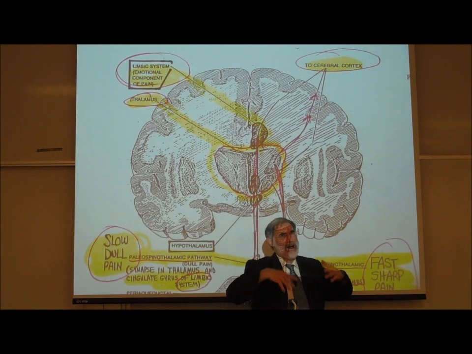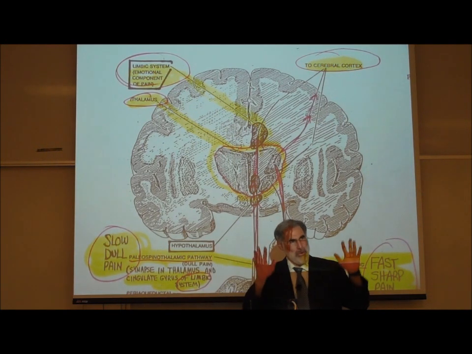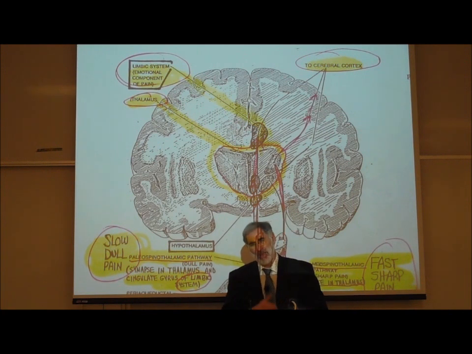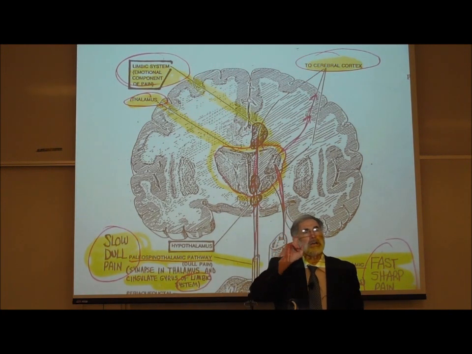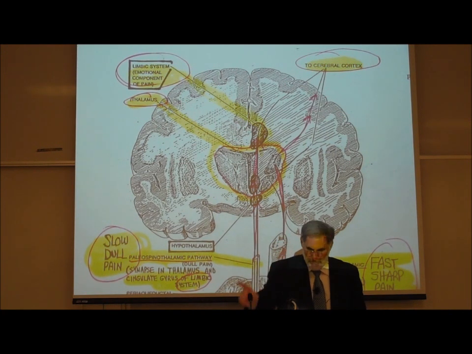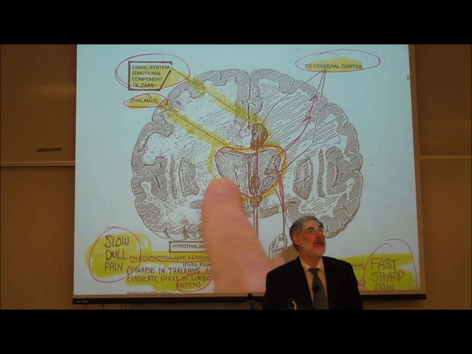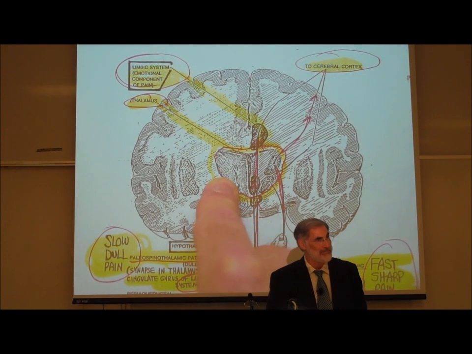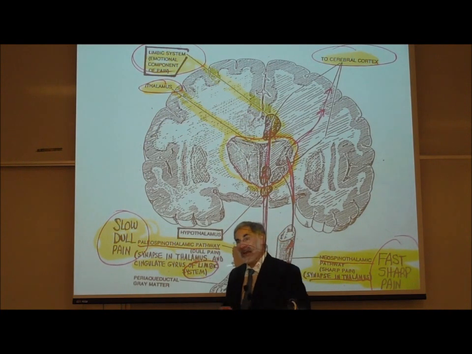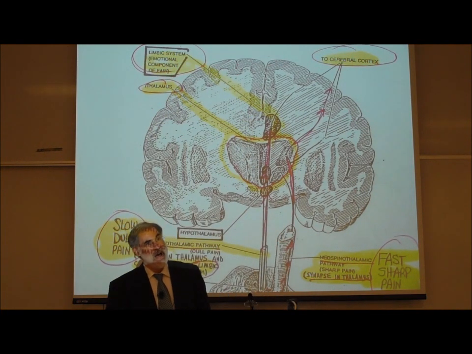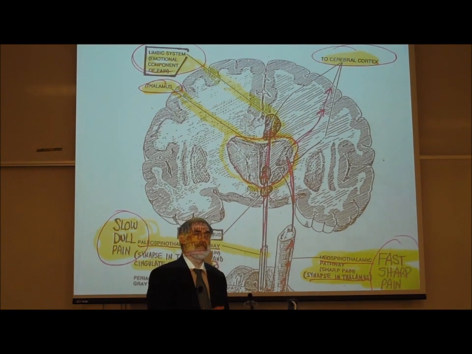Now, why have I bothered to review all this kind of, quote, neurophysiology? Because narcotic pain relievers primarily block the slow pain. It's emotional. So narcotic drugs don't really block the fast pain. They primarily block the slow pain.